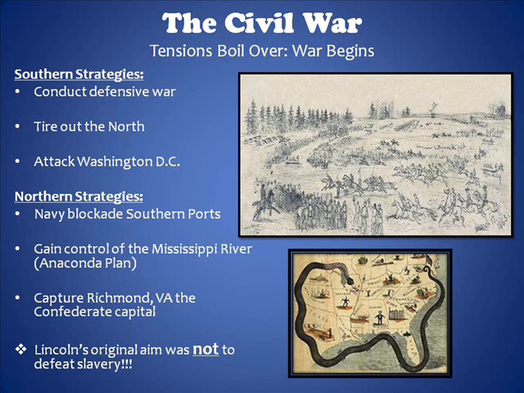The northern strategies, again, they wanted to blockade southern ports so that no supplies could get in and no exports could get out. Gain control of the Mississippi River, the Anaconda Plan, where they kind of surround the South and squeeze the life out of it. And they also wanted to capture Richmond, Virginia, the Confederate capital. Now, just one thing to keep in mind, Lincoln's original aim was not to defeat slavery. He wanted to preserve the Union.